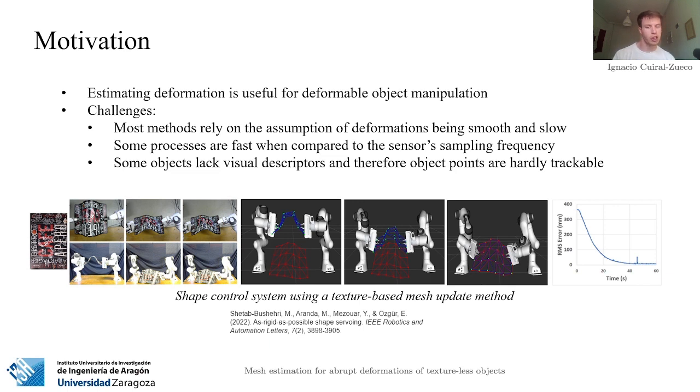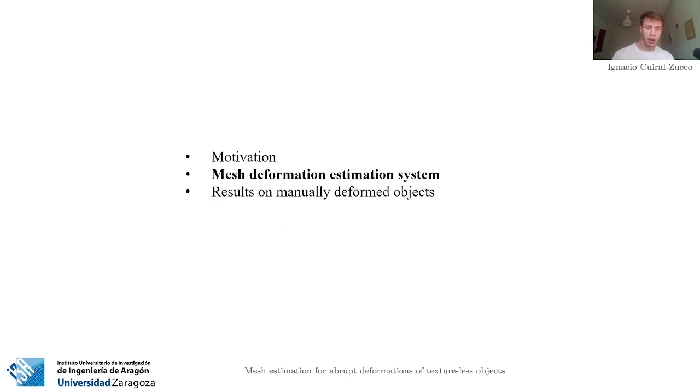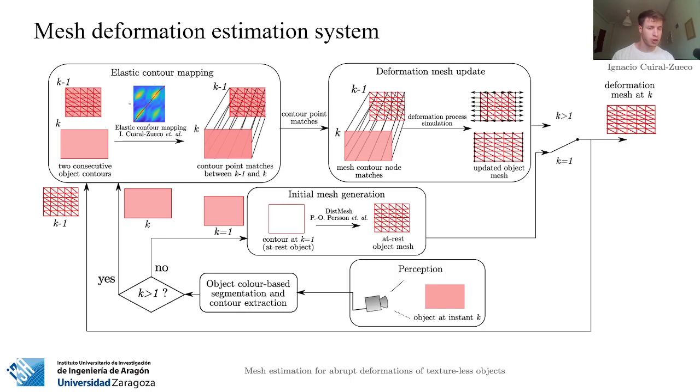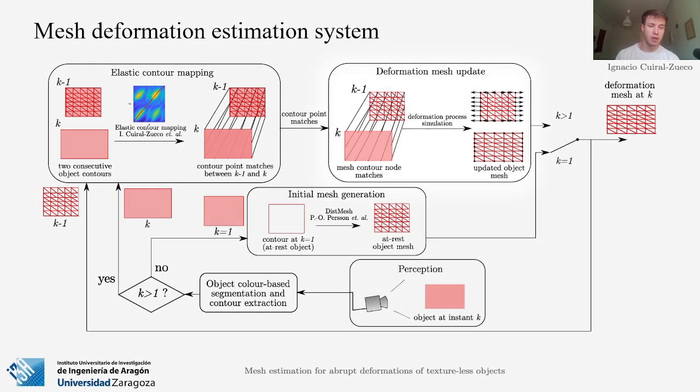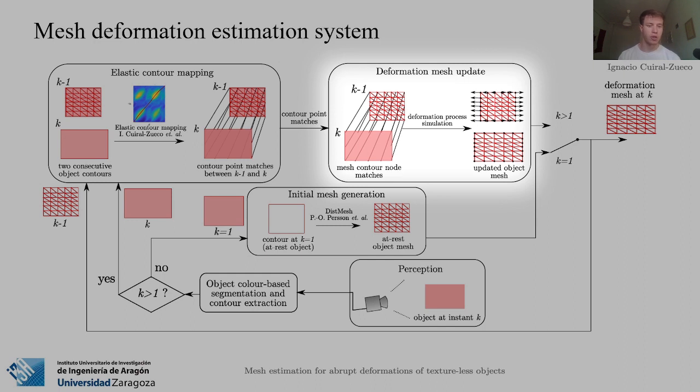method, where object texture is very rich and therefore updating the object mesh can be done with the use of visual texture. In our case, since we don't want to rely on texture and we want to be able to tackle fast deformations, we are using an elastic contour mapping that makes use of similar geometric features of the object's contour. Using this mapping between consecutive object states, we update the position of the nodes belonging to the object contour and simulate through this position update the rest of the nodes of the mesh, thus obtaining a deformation mesh for each time instant.